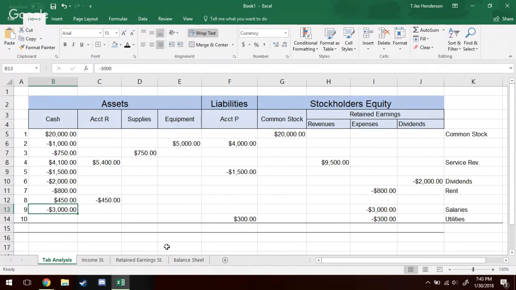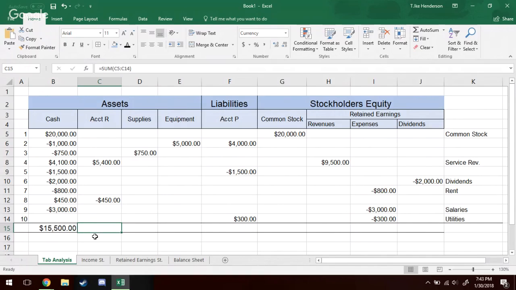Now, this tabular analysis has over on the right a couple notes on what each of these transactions are. Please look at those so you're not lost on what each of these transactions were. If you put those all into your calculator correctly, you should have come up with $15,500 for the cash account.